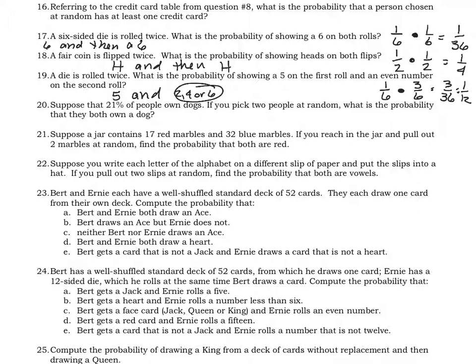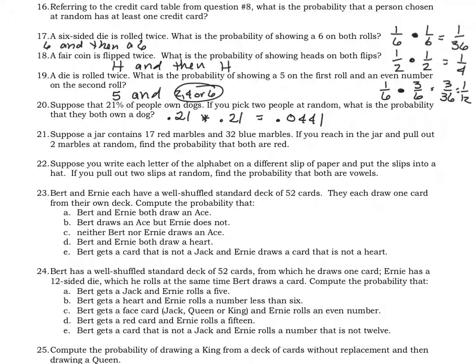20: suppose that 21% of the people own dogs. If you pick 2 people at random, what's the probability that they both own a dog? You run into person 1, and the probability of them owning a dog is 21%. And then you run into somebody else, and the probability of them owning a dog is 21%. When you multiply those together, we get 441 thousandths.